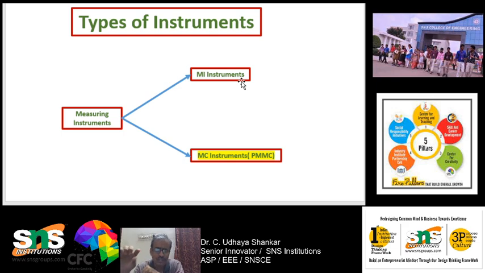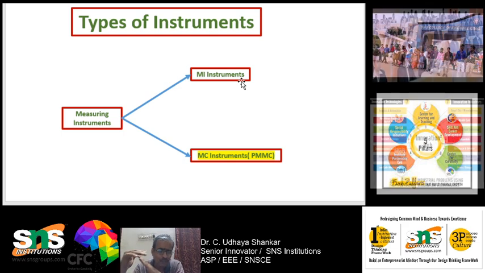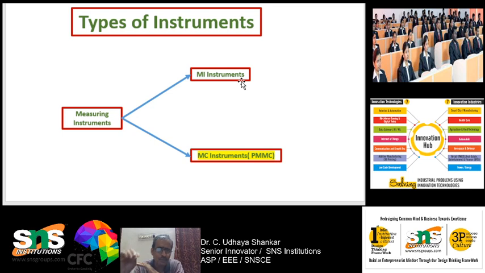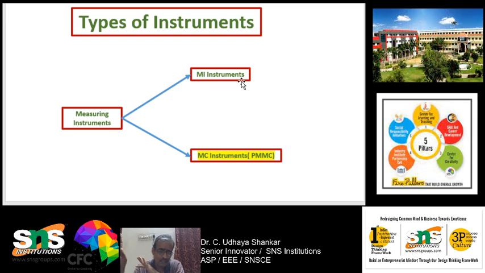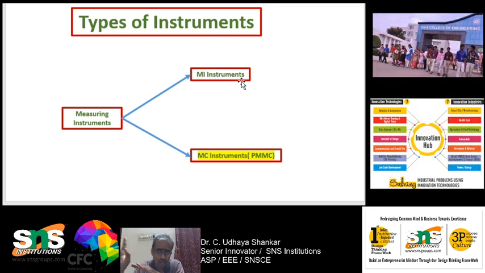Why PMMC? In all the moving coil instruments, we have to use a permanent magnet. Only then will it work. That's why it is called PMMC in short, which stands for permanent magnet moving coil. Earlier it was called the MC instrument, but since we have to use a permanent magnet in all MC instruments, in short it is called the PMMC instrument. PMMC is a permanent magnet moving coil instrument.